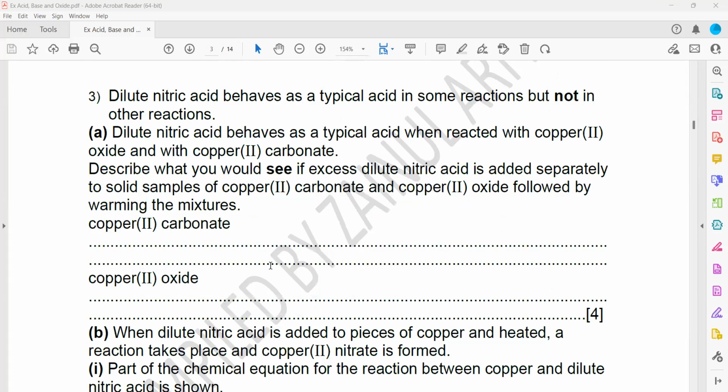In question 2, dilute nitric acid behaves as a typical acid in some reactions but not in other reactions. When dilute nitric acid behaves as a typical acid, it reacts with copper oxide or copper carbonate. Describe what you see if excess nitric acid is added separately to a solid sample of copper carbonate. Copper carbonate plus nitric acid gives copper nitrate plus water plus carbon dioxide.